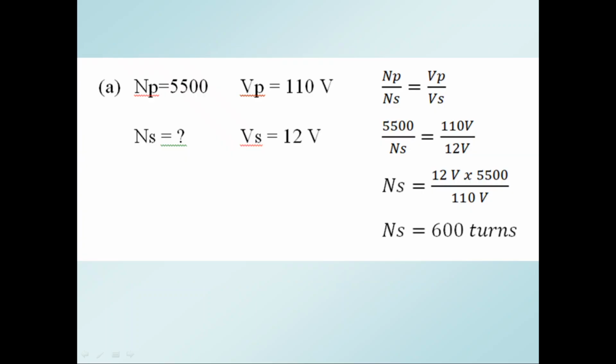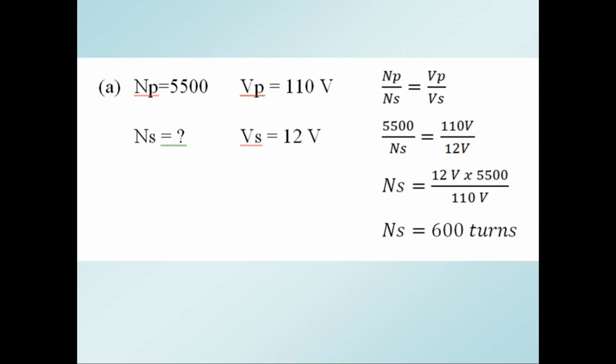So, identifying our variables, we'll see that the number of turns in the primary coil is 5,500. The primary voltage is 110 volts. The secondary voltage is 12 volts. And our secondary number of turns is the unknown that we're looking for. So our formula Np over Ns equals Vp over Vs. Substituting our values, we will end up multiplying 12 volts times 5,500 and dividing that by 110 volts to get the number of turns in the secondary coil, and that works out to 600 turns. Remember that this problem said it was a step-down transformer.